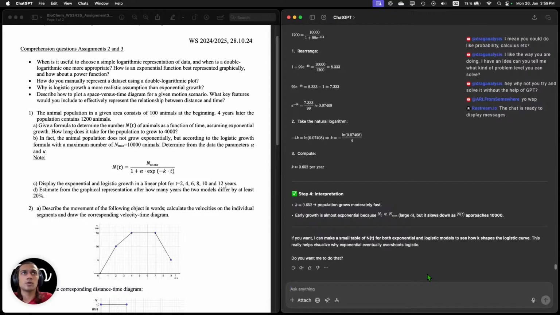Okay, in the logistic growth, if we have a constant growth rate, but the logistic growth does have its limitation. How do we account for that?